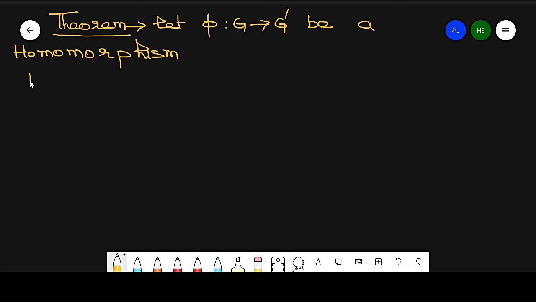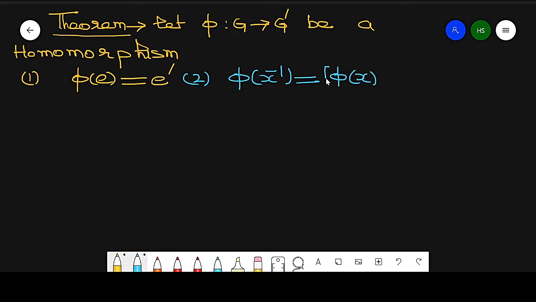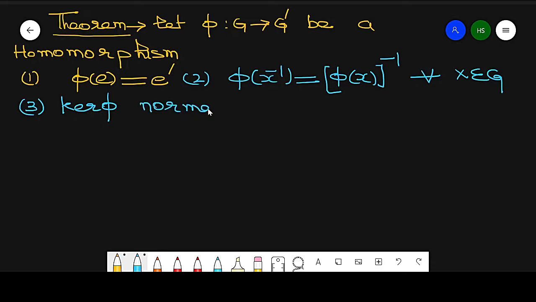So the first part, number 1, image of identity is equal to E dash. So basically it is a property of homomorphism. So the first property is the image of identity under homomorphism is again identity. Property number 2, phi of x inverse, the image of x inverse, is equal to phi x raised to power -1 for every x belonging to G. And property number 3, the kernel of phi is a normal subgroup of group G.